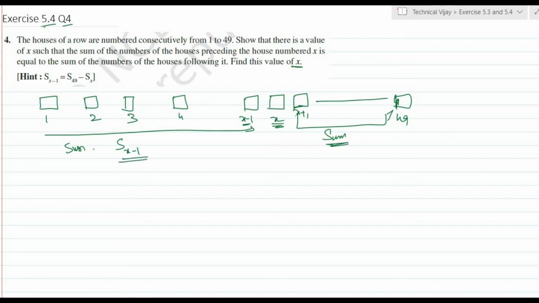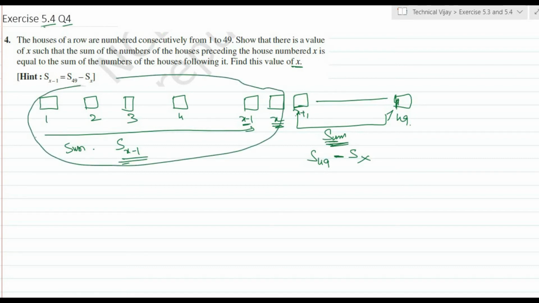So S of x minus 1 is equal to this sum. What is this sum? The total sum is S of 49. If we subtract S of x, the remaining is this sum. So total sum minus this sum is equal to the remaining sum. In that way it has been written: S of x minus 1 is equal to S of 49 minus S of x, where x is this house. In this way we can calculate it.